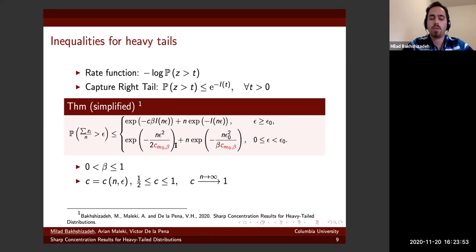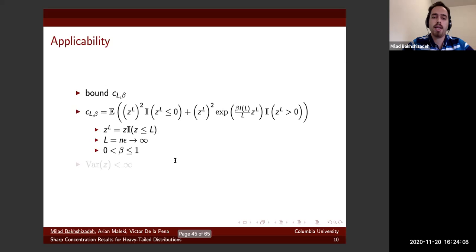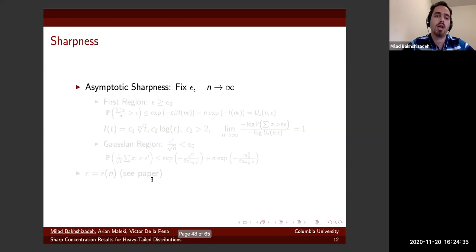The constant that I want to talk about more is this one in the denominator. Basically, this concentration inequality is applicable whenever we can bound these C and epsilon and beta, which I talk about more in this slide. So C_L and beta is defined as the following. The superscript L denotes the truncated version of the random variable Z, and C_L and beta is the following expectation. If you ignore this exponential term, it is nothing but the variance. In fact, we proved in our paper that whenever the variance is finite, we are able to upper bound this quantity and hence apply our concentration inequality.